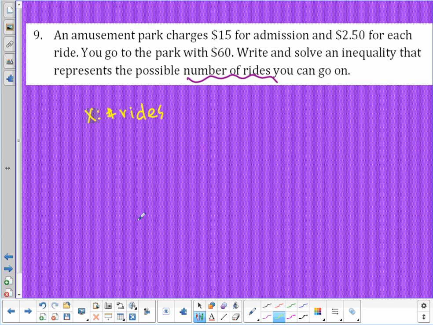So I need to think about what am I spending? When I walk in the door, I'm automatically spending a $15 flat rate. So I have $15, but then in addition to that, I need to spend $2.50 for each ride. Okay, those are the things that I'm spending at the park. I know that I walk in there with $60. Okay, so that's going to be on the other side. But then the question is what goes in the middle? This is like what you spent. This is what you have. We always want to spend less than what we have. Now we could spend all 60 bucks, but we still want it to be 60 bucks or less. So less than or equal to is going to be my inequality symbol.